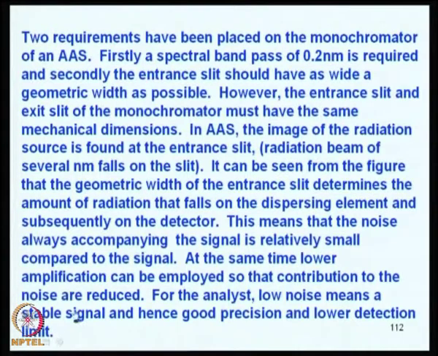So, the two requirements placed on the monochromator of an atomic absorption spectrometer are, firstly, a spectral bandpass width of 0.2 nanometer, and secondly, the entrance slit should have as wide a geometric width as possible. That means mechanically it should allow as much radiation as possible to pass through.